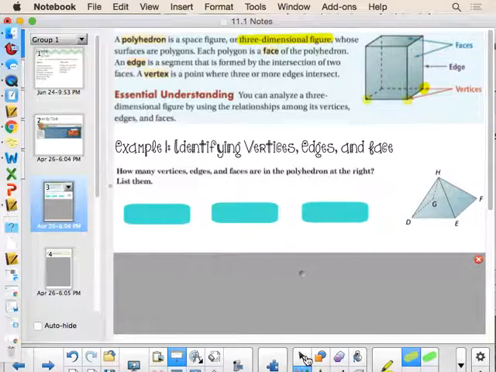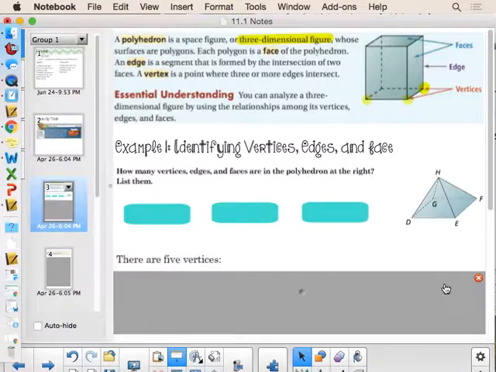Okay, so let's get into our first example. We need to identify how many vertices, edges, and faces are in the polyhedron to my right here that I'm circling, and we're going to list them. First thing to identify are my vertices. Looking at this figure, how many vertices are there? There are a total of 5 vertices. If I look at each of the corners, I can identify them: we have D, E, F, G, and H. 5 vertices, 5 corner points that make up this polyhedron.